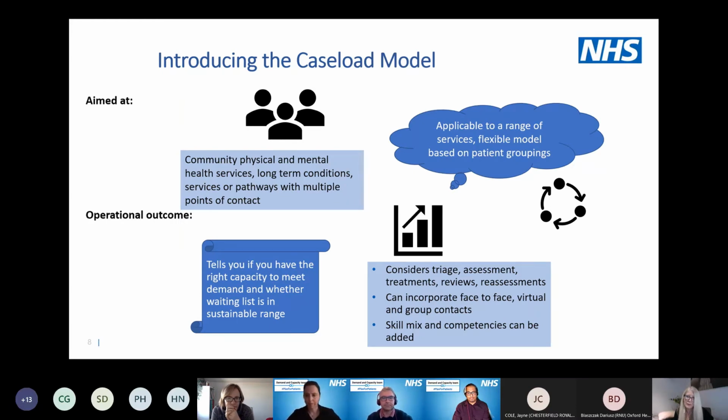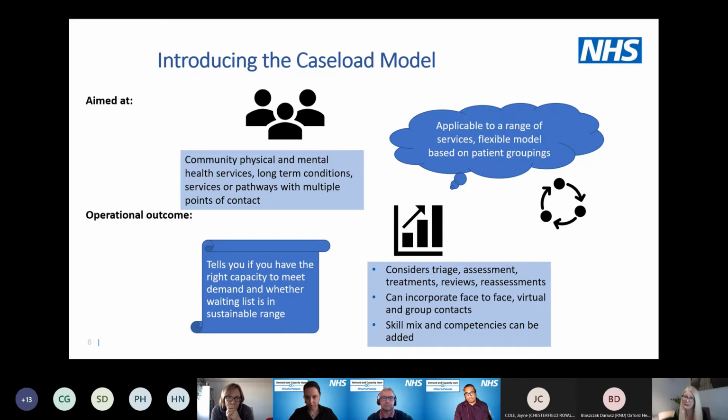So the caseload model, as Sandra said, is designed for patients that come on to a service and stay there for some time. It's aimed at community physical and mental health services, long-term condition services, so it could be specialist services in Parkinson's, and it's really for pathways where patients have multiple points of contact, and it doesn't need to be the same person, but multiple points of contact by people in the team. And it's applicable to a range of services. It's a flexible model based on patient grouping. So Matthew and I have spoken about it.